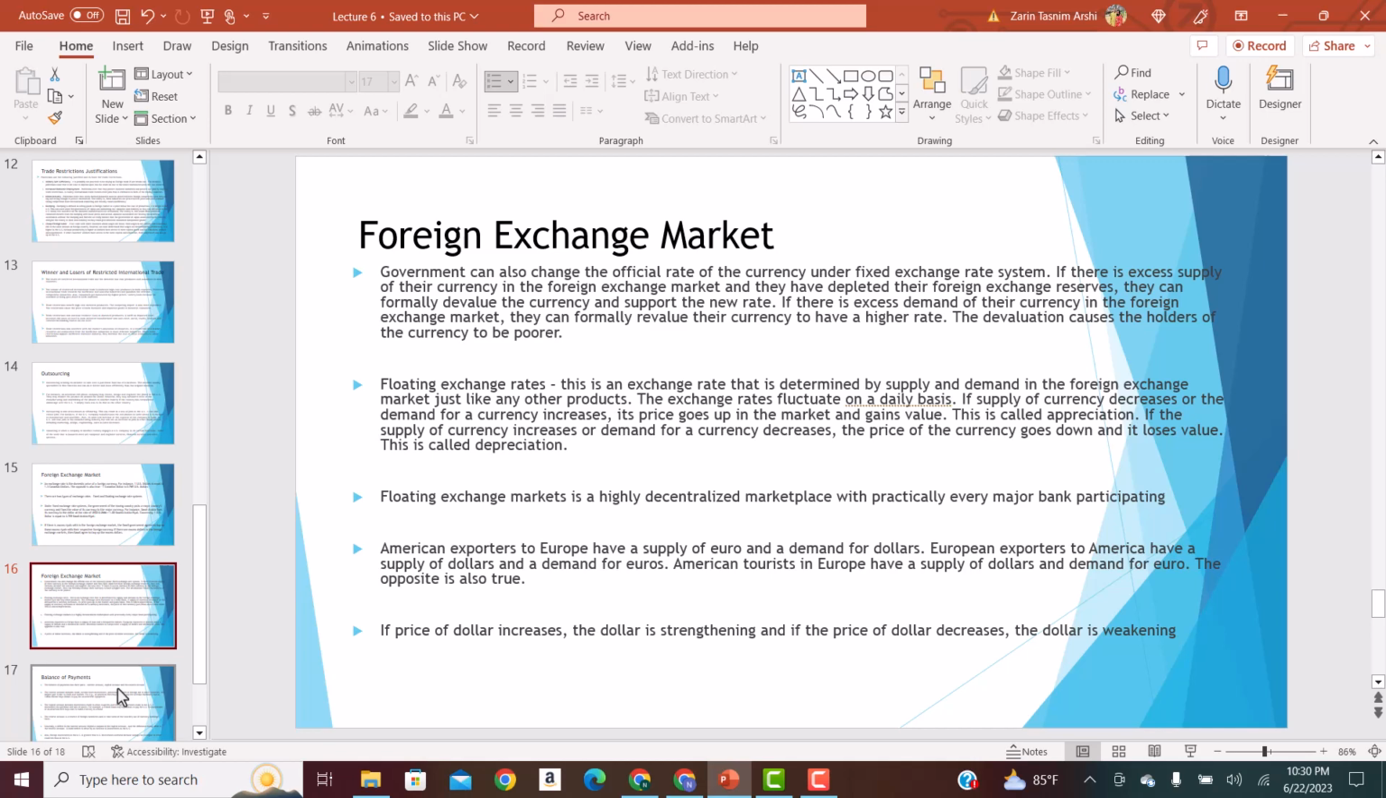So if the supply of a currency decreases or the demand for the currency increases, then the price will go up in the market. There will be appreciation of the currency. On the other hand, if the supply of the currency increases or demand for the currency decreases, then the price of the currency will go down, and we will see depreciation of the currency. So this is very important. We need to understand floating exchange rate versus fixed exchange rate.